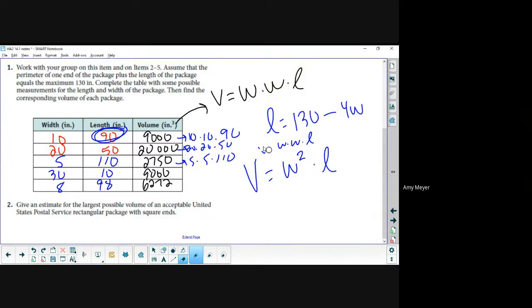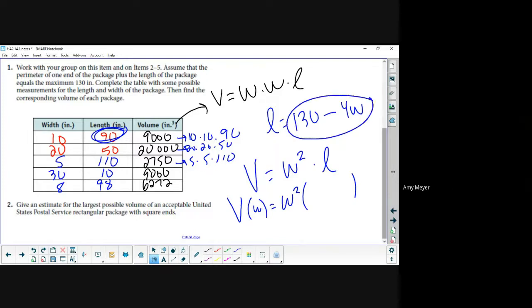Anybody see a small problem with leaving this as my answer for volume? It's not in terms of W. Thank you. Yeah, it says to write it in terms of W. I can't have 2 different variables. I have to have just W. My only input can be W, so that W squared is fine, but that length can't be there. Obviously, we can't just get rid of it. It's not going to give me volume. What do I do with that L since I can't write it? Jesse? You replace it with the equation. Very good. This is L, so that is what you could put there instead. Good job.